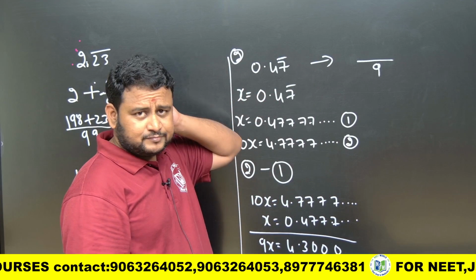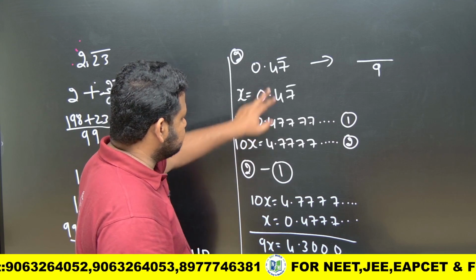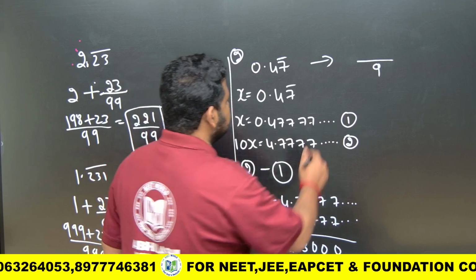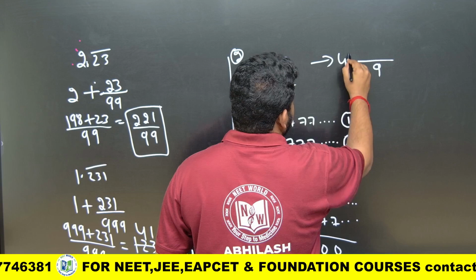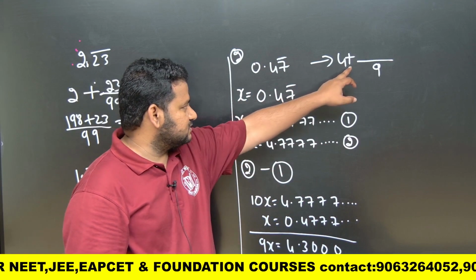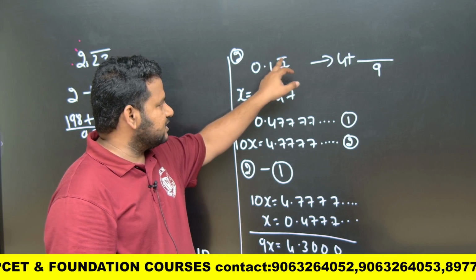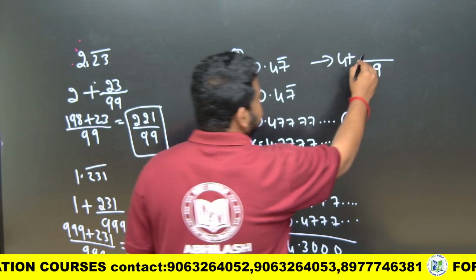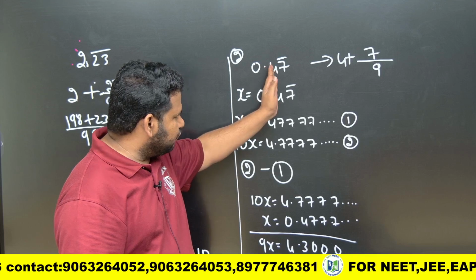Numerator, what do I have? 7. But before that, let me see, on the numerator we have 7, right? So what should I write here? Instead of 7 directly, I should write 4 plus, and this will become what? On how many digits is the bar there? On 1 digit. So I should write it as 7. Here between 4 and 7 nothing is there.